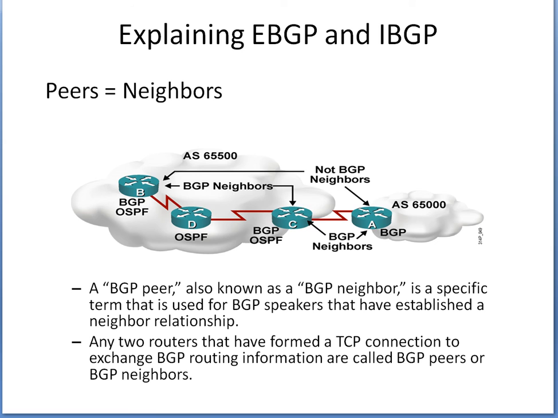Right. Now BGP peer, known as BGP neighbor, is a specific term used for BGP speakers that have established the neighbor relationship. Any two routers that have formed a TCP connection, because BGP uses TCP 179, to exchange BGP routing information. They will send an open message and then they will form neighbor. Then they are called BGP peers or neighbors.